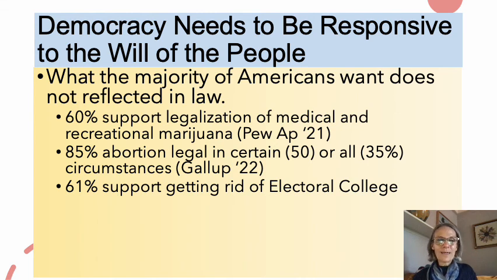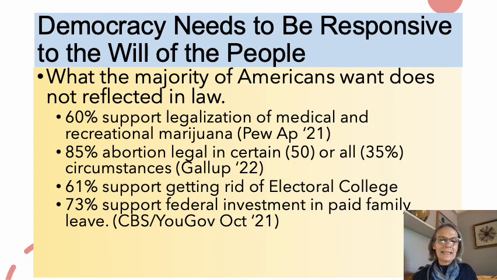61% of people support getting rid of the Electoral College, and that is from Gallup polling, and 73% support federal investment in paid family leave, from a CBS/YouGov poll. Okay, so those are some pretty big numbers. 60% support legalization of medical and recreational marijuana. 85% think abortion should be legal. 61% support getting rid of the Electoral College. 73% want there to be federal investment in paid family leave.